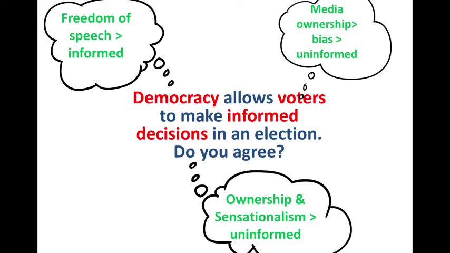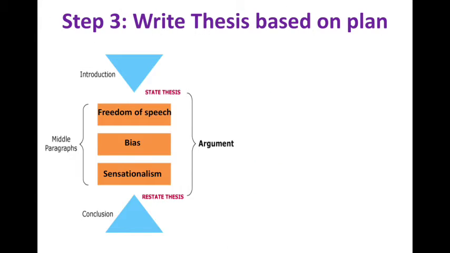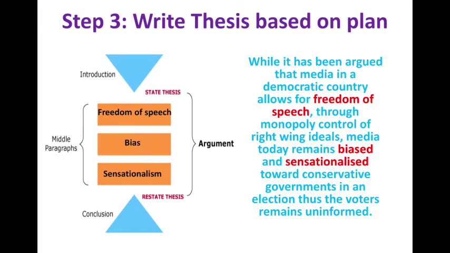So it looks to me I have 3 arguments. I have freedom of speech, so we're democratic, but the bias and sensationalism means that we're not so informed when we're voting. So now I'll write my thesis. While it has been argued that media in a democratic country allows for freedom of speech, through monopoly control of right-wing ideals, media today remains biased and sensationalized towards conservative governments in an election, thus the voters remain uninformed. That's what I will argue. Now note that the words in red will all form 1 paragraph.